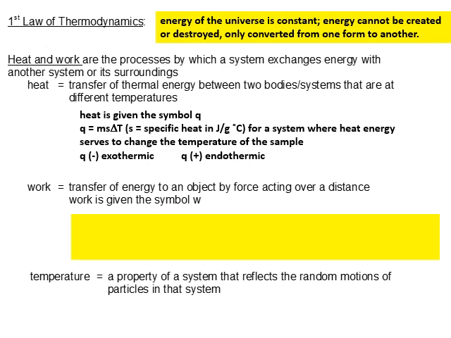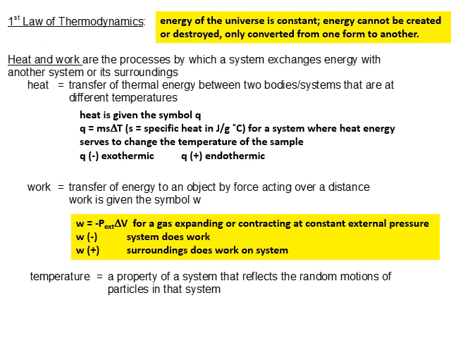Work is the transfer of energy to an object by force acting over a distance. Work is given the symbol W. Work is equal to the negative of the external pressure times the change in volume for a gas expanding or contracting at constant external pressure. When work is negative, we say that the system does work. When work is positive, we say that the surroundings do work on the system.